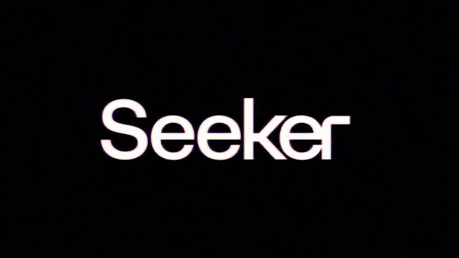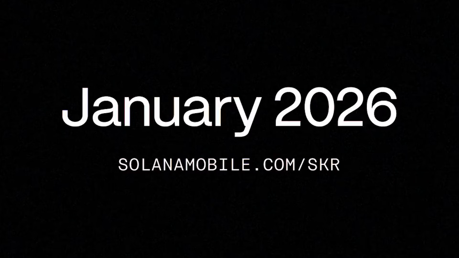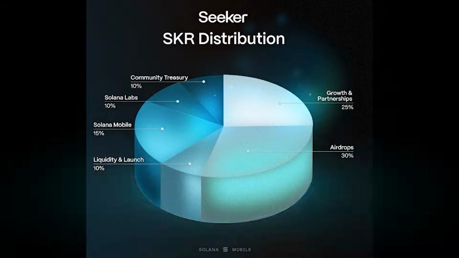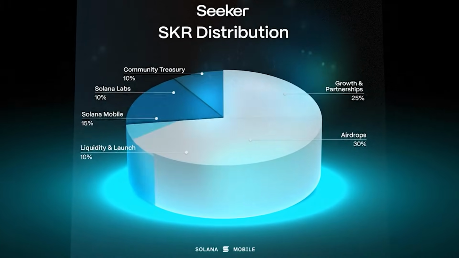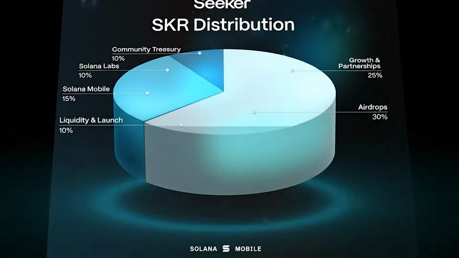The Seeker token is finally coming. The team just announced on X that the Seeker token, or SKR token, is going to be released in January of 2026. The tokenomics have finally been released, and we know that there's a 30% allocation that's just going to be for airdrops. The 30% that's allocated to airdrops isn't going to be released all at once.